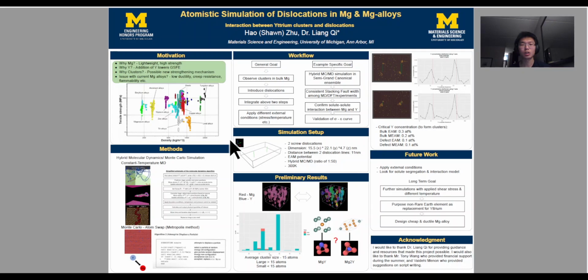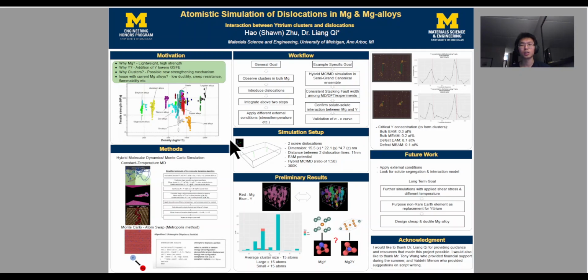And the middle column shows a general workflow of the whole project. So the first step for me would be to naturally observe the clusters in bulk magnesium and then introduce a dislocation to make it a defected system. Once I integrate these two steps, I can apply different external conditions, such as different shear stresses and different temperatures, to the system to see how their interaction affects the gliding of dislocations.